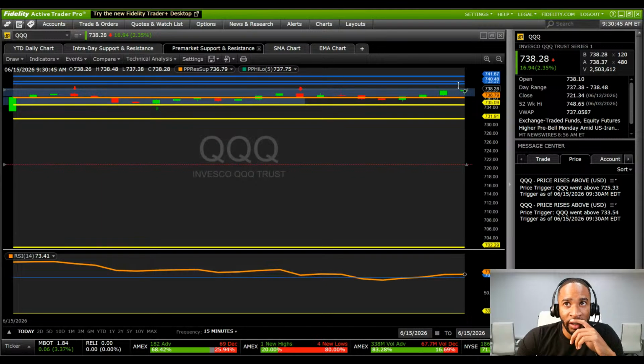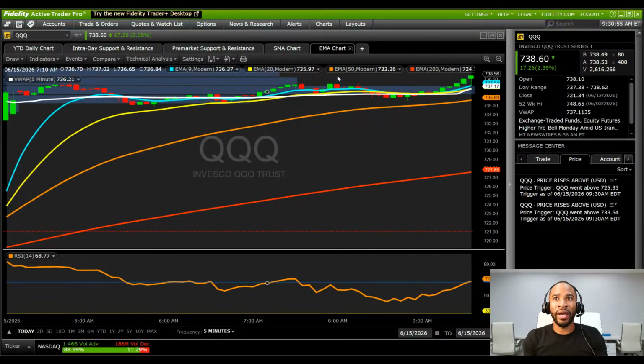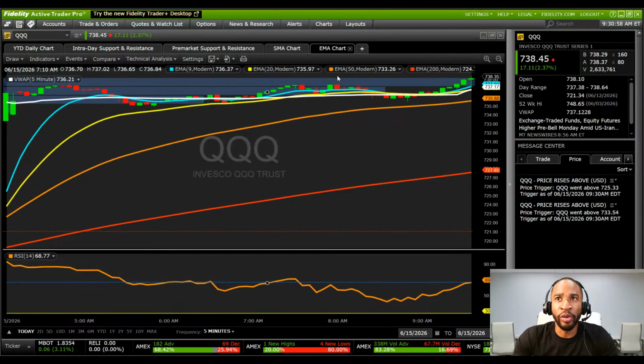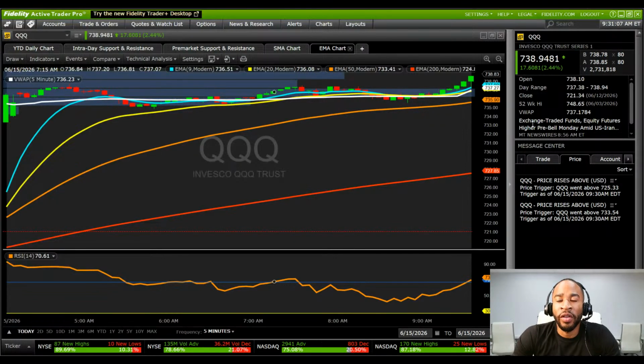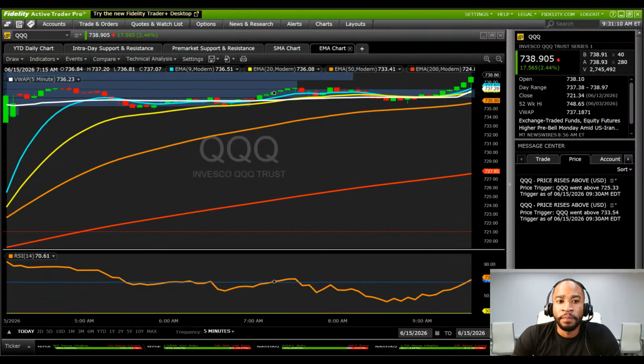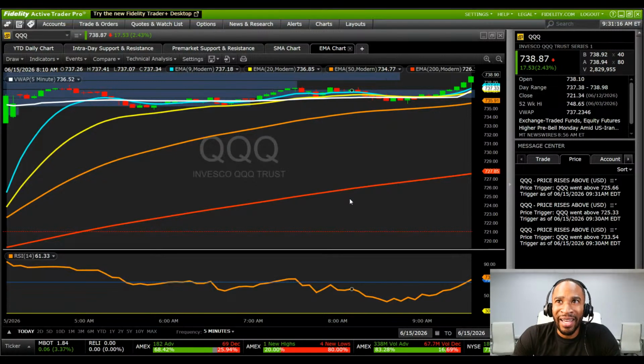And for the Qs, we have a key resistance level at $739. Now, we're on the 5-minute time frame because we're going to use the 5-minute time frame for quick scalping opportunities. So we just broke above a key level, and we're still moving higher for the Qs. Keep a close eye on the $739 level. We're still moving higher. We have an intraday resistance for the Qs at $738.98.